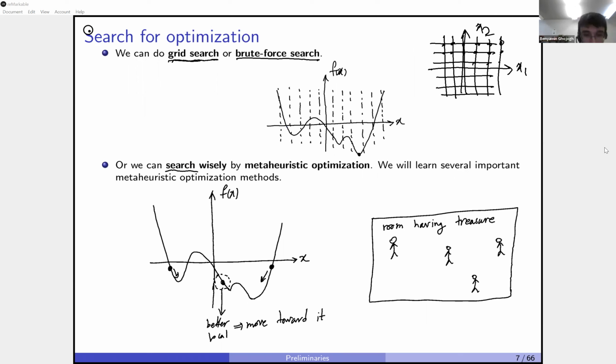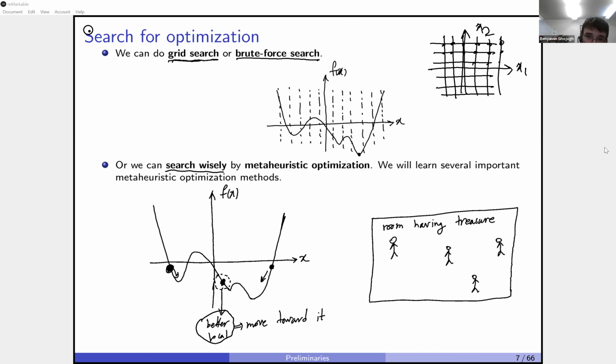So we can do search wisely in a way that we can have meta-heuristic optimization. Rather than grid search or brute force search, we can have a wise search. For example, consider this function f of x versus x, and you search here. You see this value randomly. For example, you see the function value here, and you see the function value here. And you say, okay, among these three, the value of function here is better. So this is better.